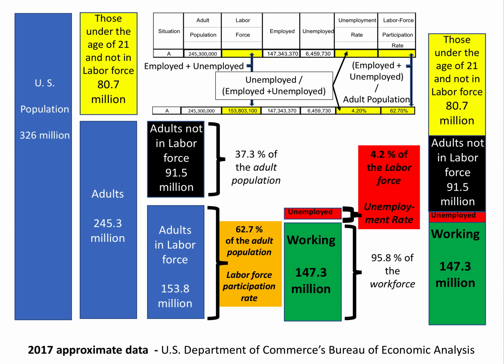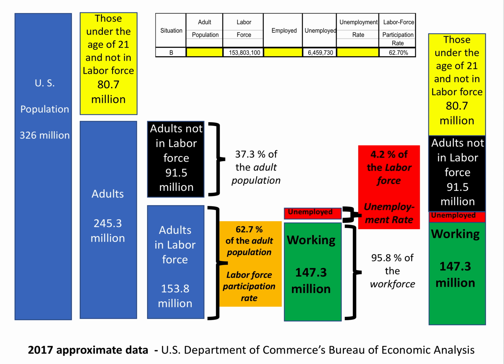Okay, let's pretend, and this will happen too, that you're given problem B with a different set of numbers. This time you're given the labor force, the unemployed number, and the labor force participation rate. You have to fill in what is the adult population, what is the number employed, and what is the unemployment rate. How are you going to compute those?